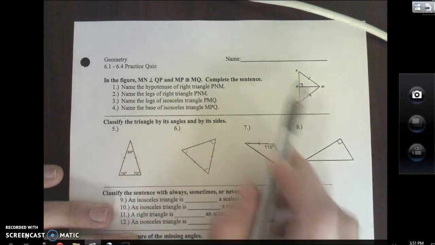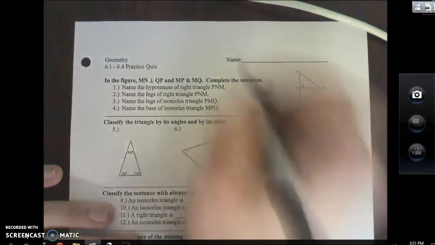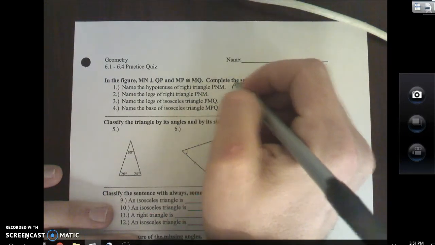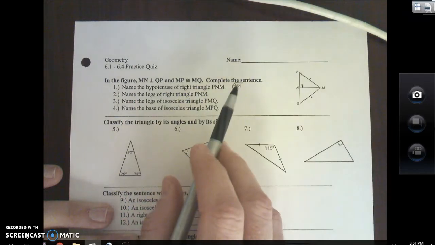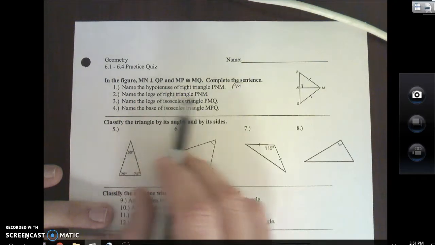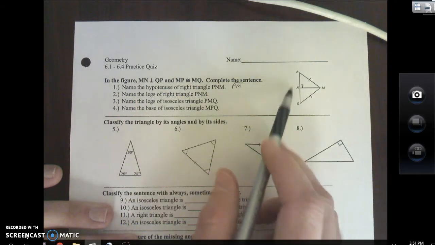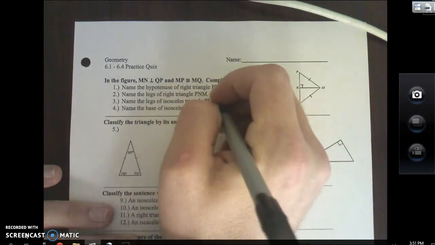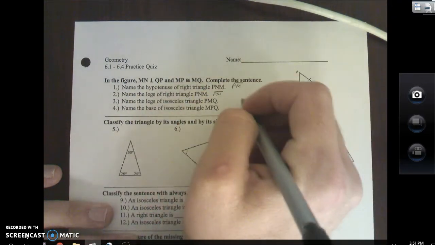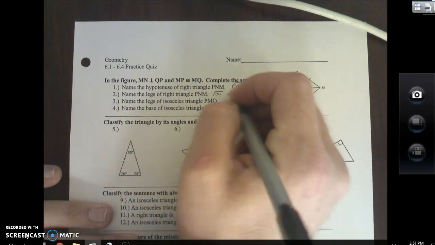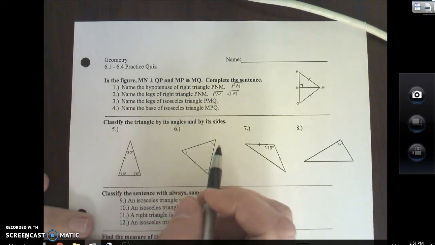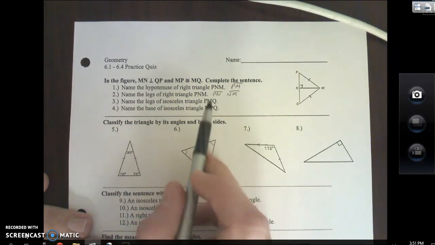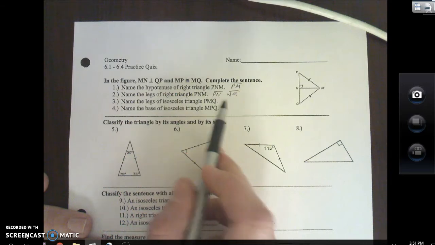So PNM is a right triangle. The hypotenuse is the largest side. That's PM, and we put a little line over top of it to show it's a line segment. The legs of the right triangle PNM are the two sides that hold it up, basically the sides that are not the hypotenuse. You're looking at PN and NM. Okay, very nice. It's okay if you were to put NP or MN, as long as you got the two letters, you're fine.